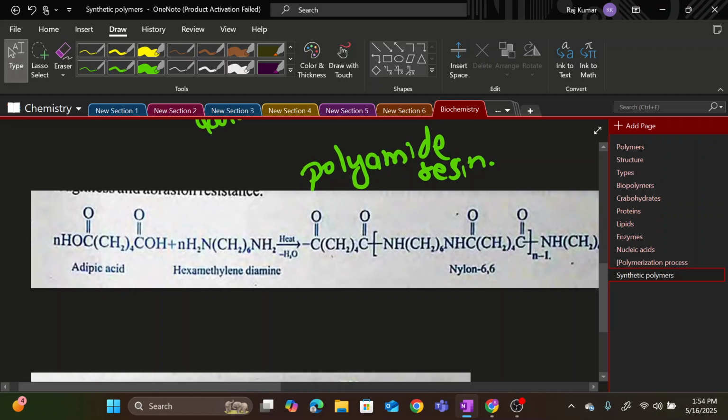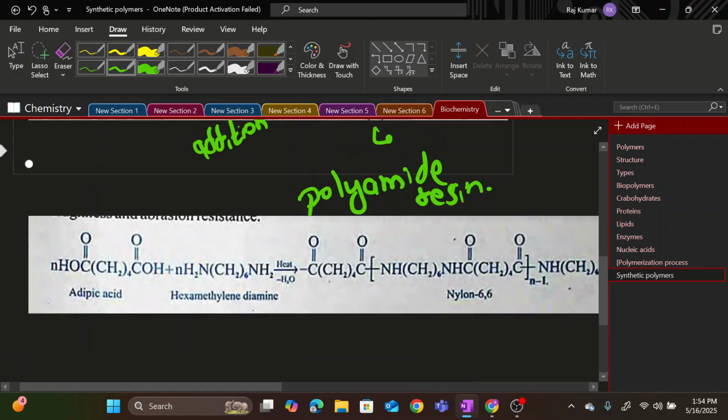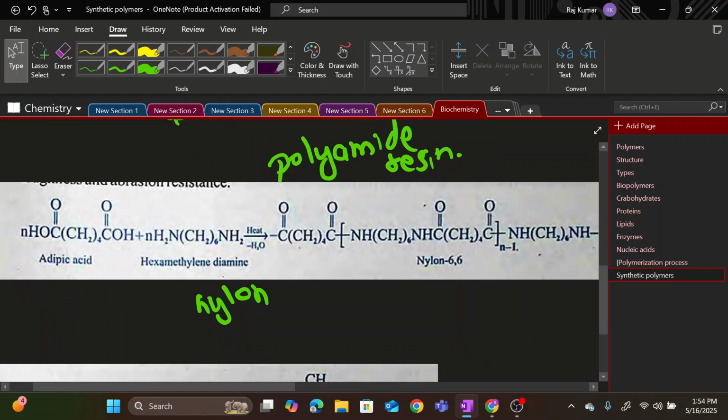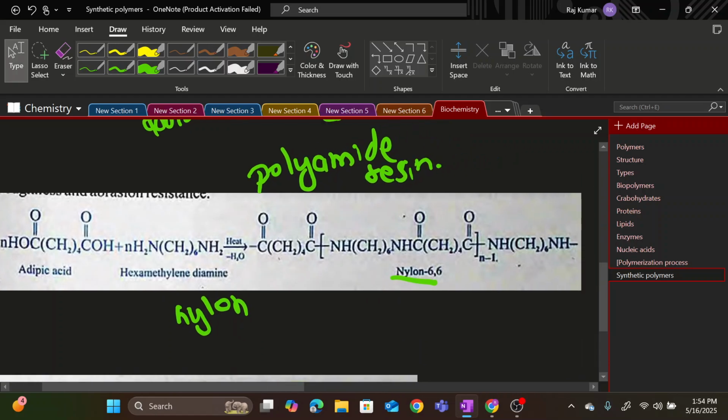This is a process through which we make nylon. Polyamide resin is also known as nylon. The most famous type of nylon is nylon 66. This is made from adipic acid, which is hexanedioic acid, and hexamethylene diamine, such that when they are heated up, they produce nylon 66.